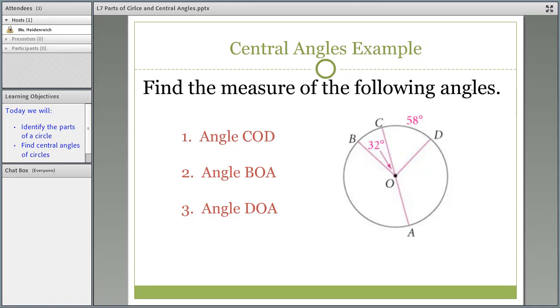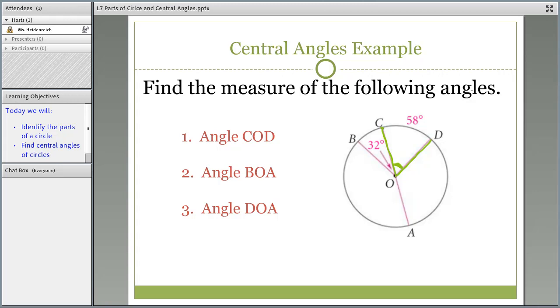So let's practice finding some measures of angles. So let's do number 1 together, COD. So it helps to kind of draw it out yourself with your finger or your pencil. COD. Go in the order of the letters. So COD. We want the measure of this angle, and there's no label right there.